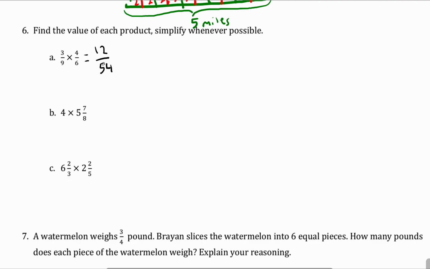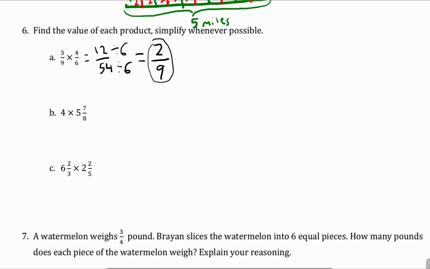Okay, so now here it says simplify whenever possible. So we can simplify this by using division, by finding out which number goes into each. So we can use 6. We should use the highest number possible, so we don't have to do it again and again, because of course we can use 2, but then we have to do it again and again and again. So what is 12 divided by 6? Well, I know that 2 times 6 is 12, so that's going to be 2. What is 54 divided by 6? Well, I know that 6 times 9 is 54, so that's going to be 9. So the answer is 2/9.